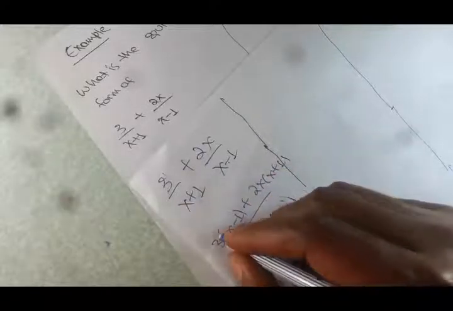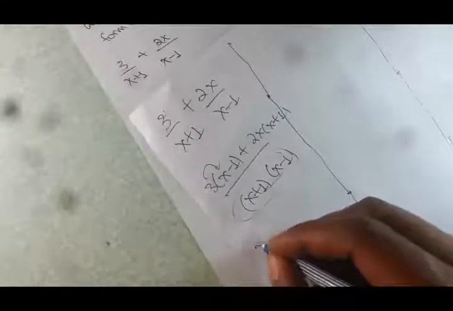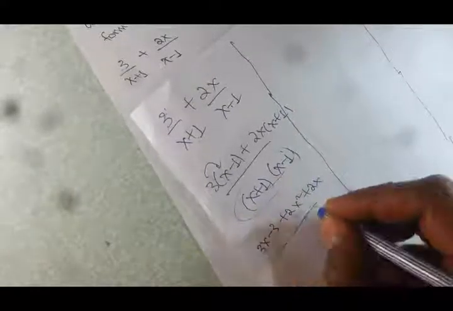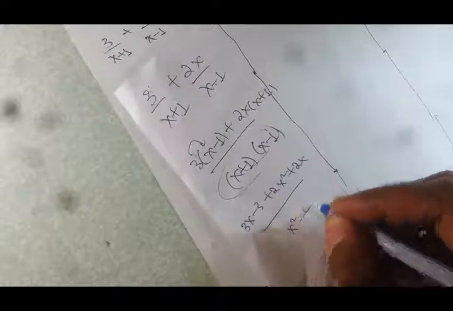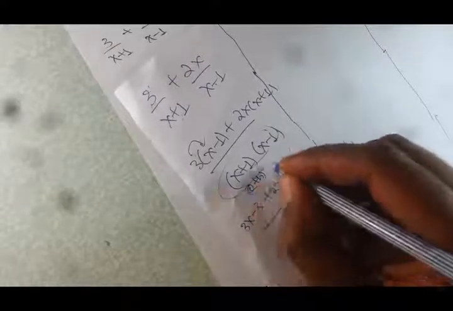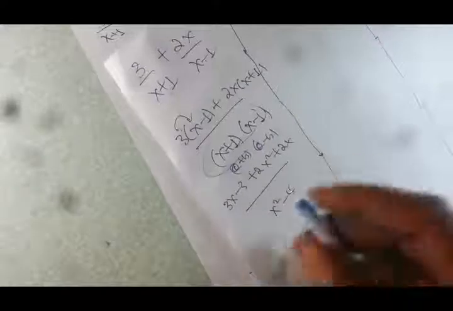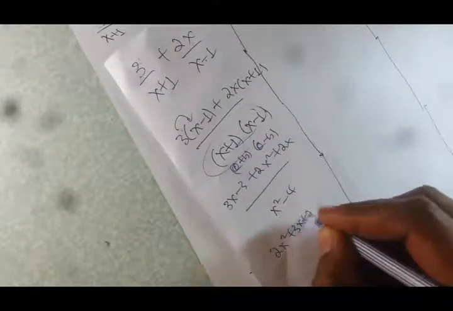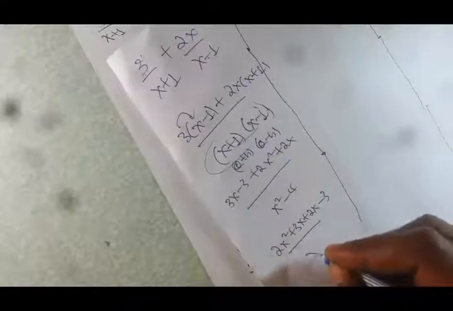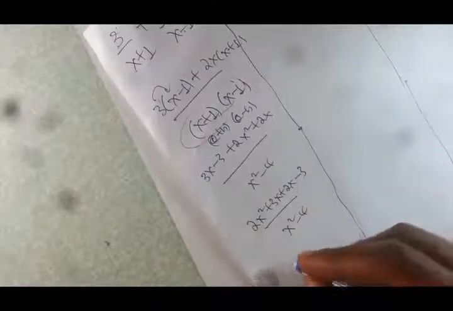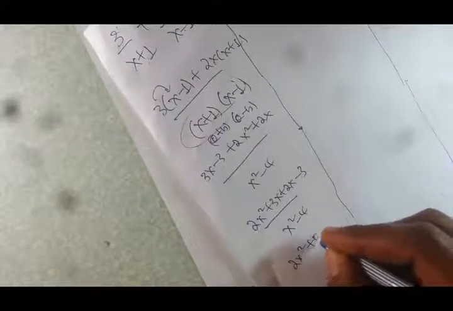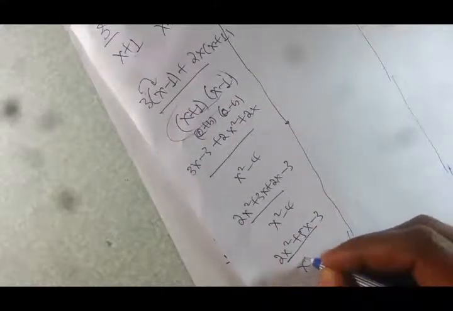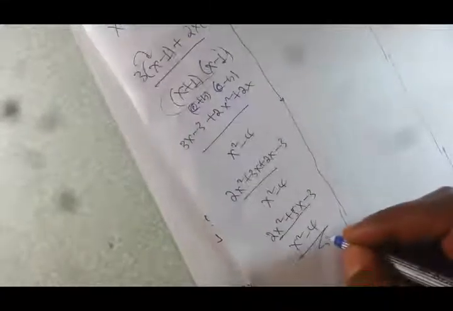So when we multiply 3, it becomes 3x minus 3 plus 2x square plus 2x over x square minus 1, because a plus b times a minus b is a square minus b square. So collecting like terms, 2x square plus 3x plus 2x minus 3 over x square minus 1. Therefore 2x square plus 5x minus 3 over x square minus 1 is the answer.